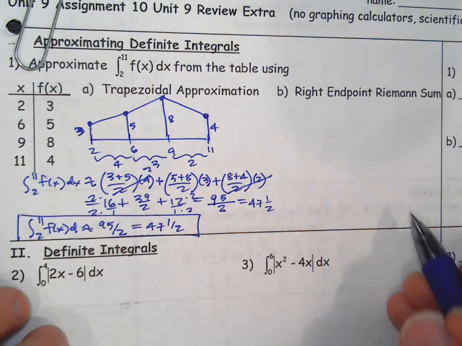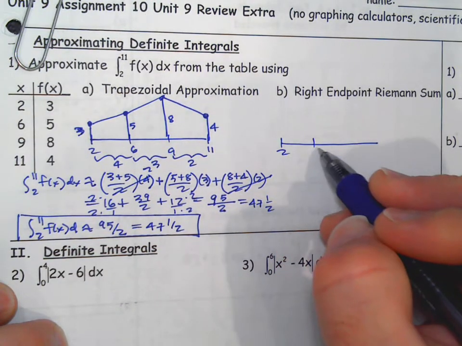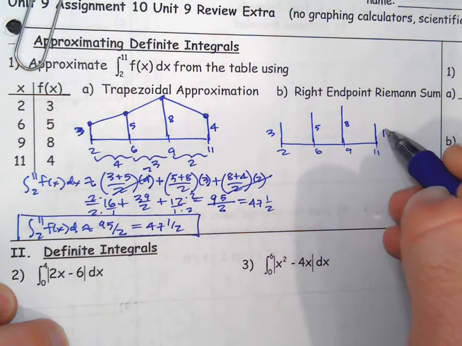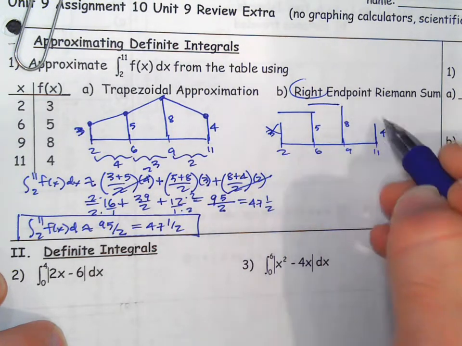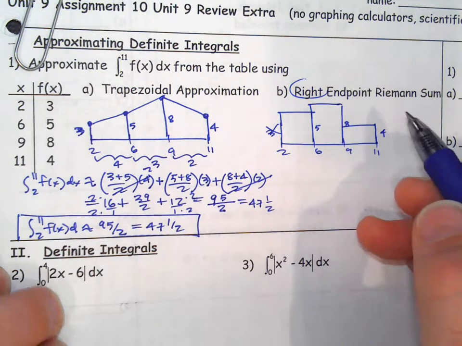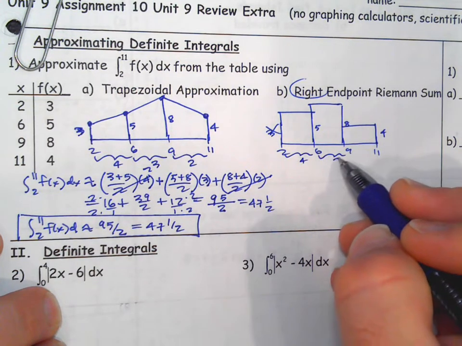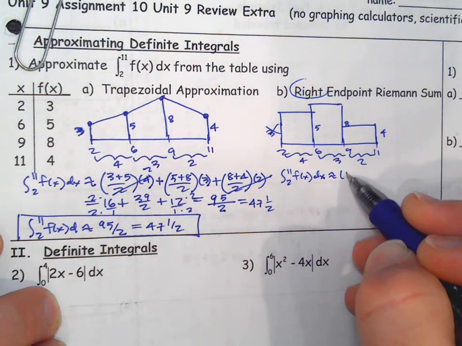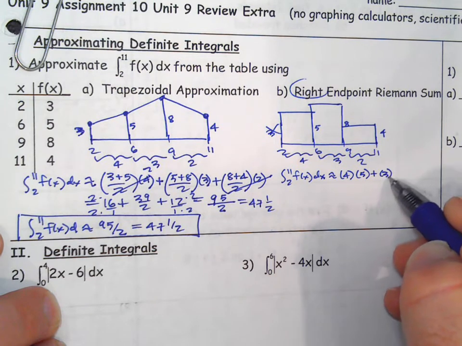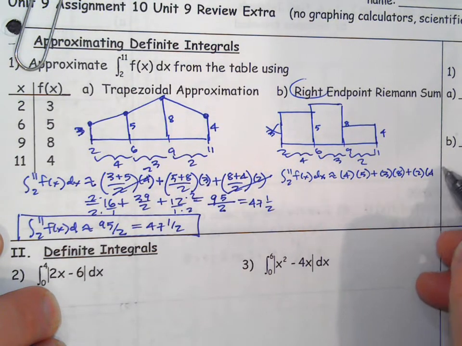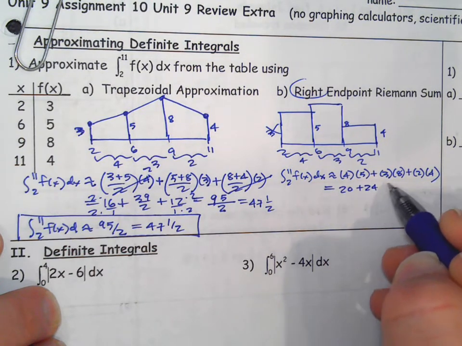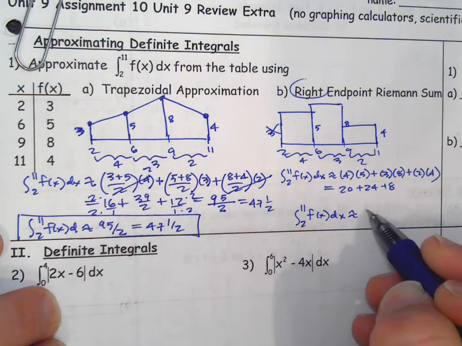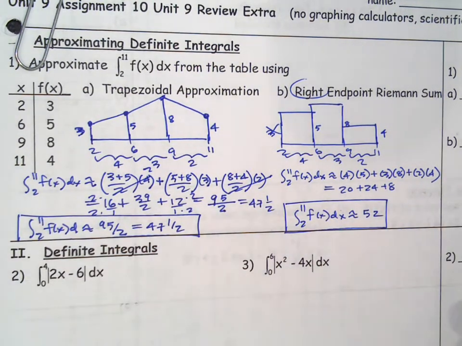Okay, next one, I'm going to draw a new picture. And it's all the same values as the last one. Right endpoint, so we're using the right side as the height of each slice. So the first left side doesn't get used. These are now the bases. So 2 to 11 of f of x dx is approximately base times height, 4 times 5, base times height, 3 times 8, base times height, 2 times 4. So it's going to be 20 plus 24 plus 8. It's going to be 52. So 2 to 11 f of x dx is approximately 52. So that's the kind of work I'm looking for.